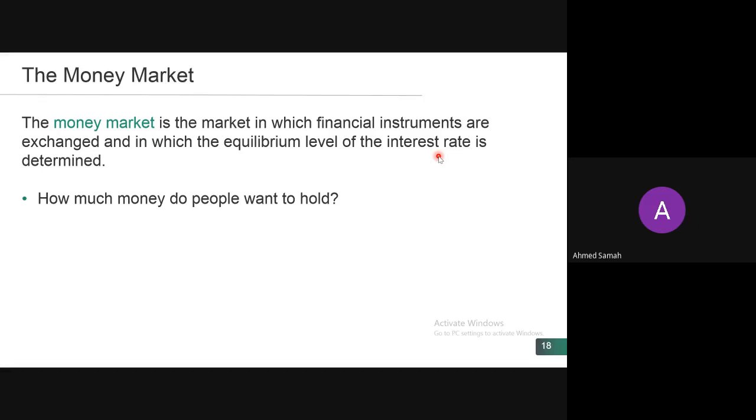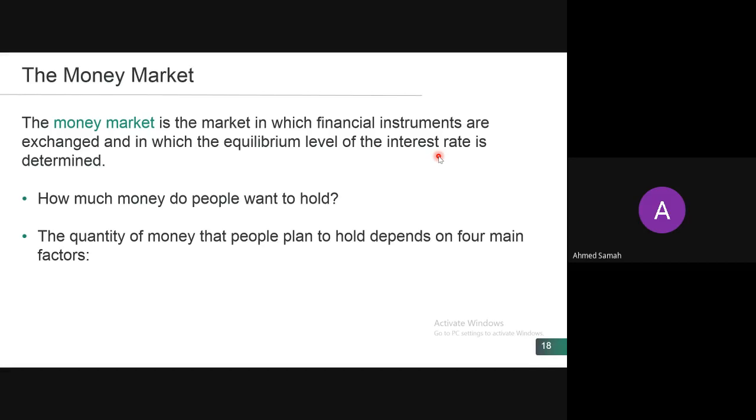So how much money do people want to hold? The quantity of money that people plan to hold depends on four main factors. So money demand depends on these four factors: the price level, the nominal interest rate, the real GDP, and financial innovation. So let's look into the detail of all of this.